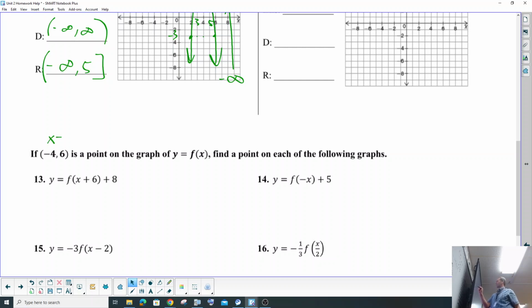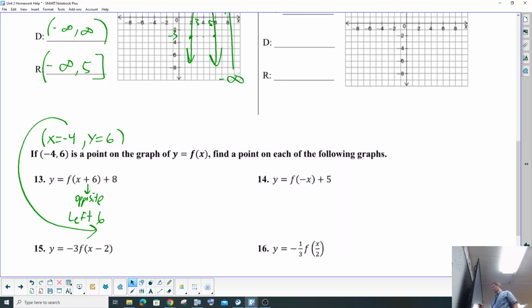So here's our point, that's our x value. Our x value is negative 4. And our y value is 6, right? So remember that this right here, the plus 6, it's opposite. And so you're going to end up shifting it left 6, because it's opposite. You think right 6 because it's positive 6, but it's actually left 6. And so then we apply that left 6 to our negative 4 now. Okay? So we're going to be left 6 with an already starting point at negative 4. And so that's going to be negative 10 for our new shifted x value. Okay? So that's negative 10. So our answer is going to be negative 10 comma something.